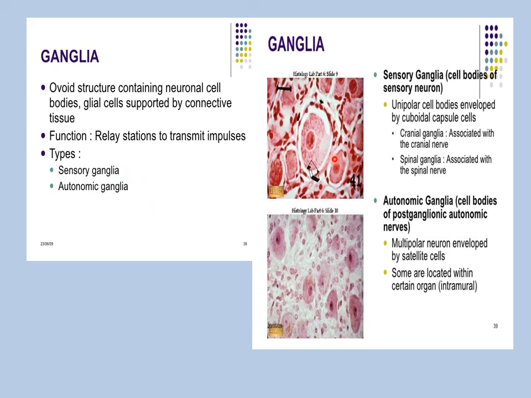So this is a diagram showing you the sensory ganglia, and these are the autonomic ganglia. The sensory ganglia consist of unipolar cell bodies, and they are the cranial or the spinal ganglia, whereas the autonomic ganglia are the parasympathetic and the sympathetic ganglia. They have multipolar neurons.